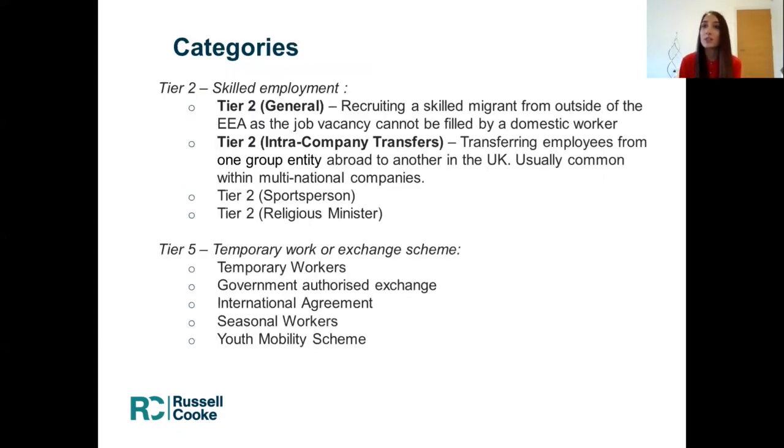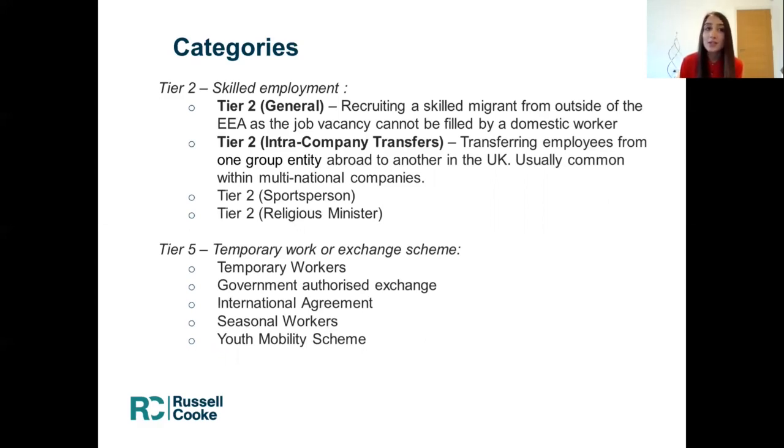Now, here is a breakdown of the categories. You've got the most common category, which is the Tier 2, which is skilled employment. You have the Tier 2 general visa. That is when you want to recruit a skilled migrant from outside of the EEA because the job vacancy cannot be filled by a settled or a domestic worker.